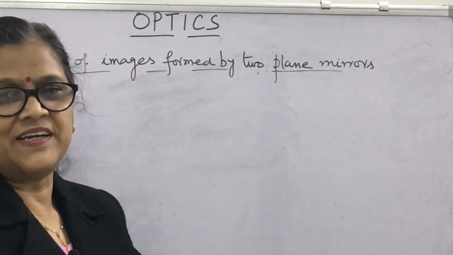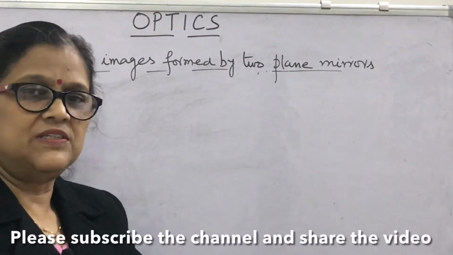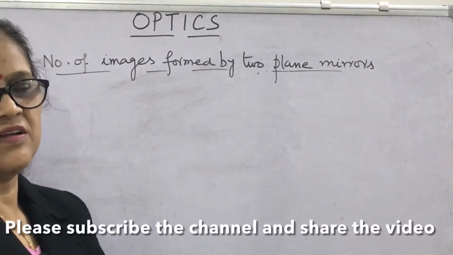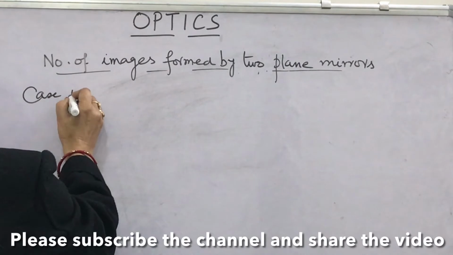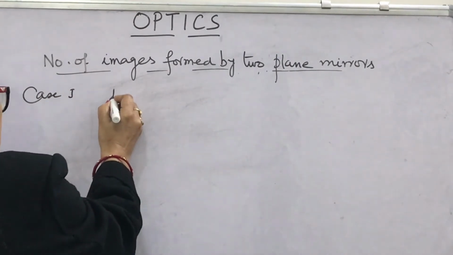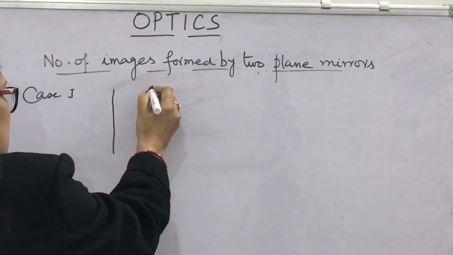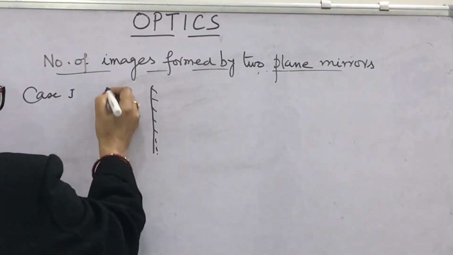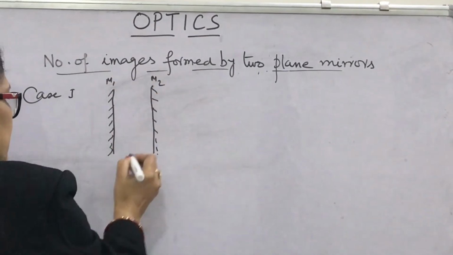Today we will discuss again a few interesting facts about plane mirrors. First of all, see the number of images formed by two plane mirrors. Case 1: if the plane mirrors are placed parallel to each other, like this. This is the first one; let's name it M1 and this is M2.